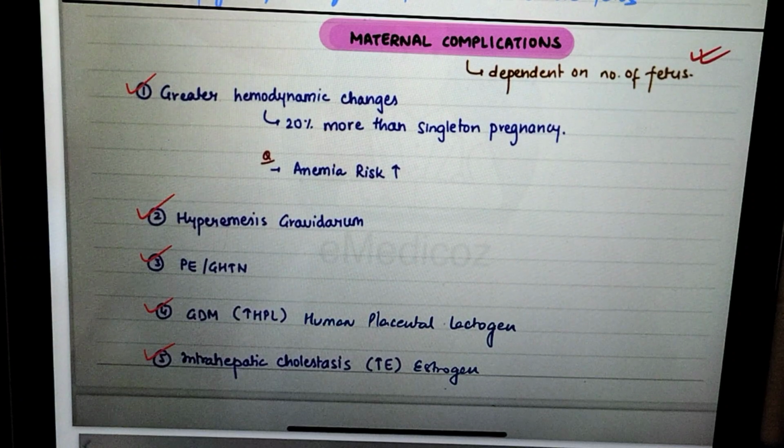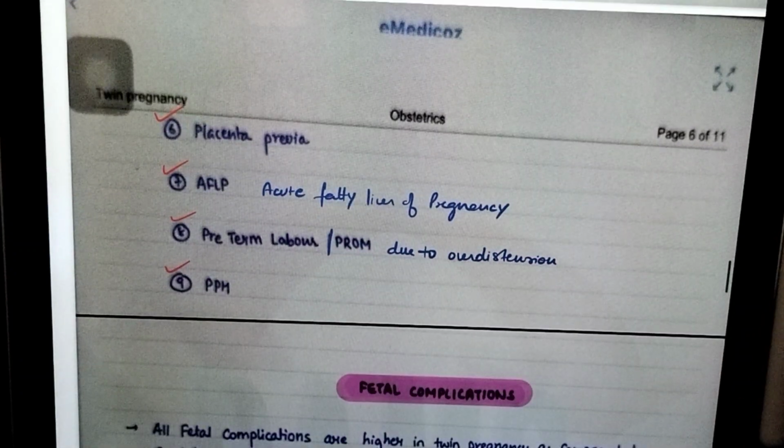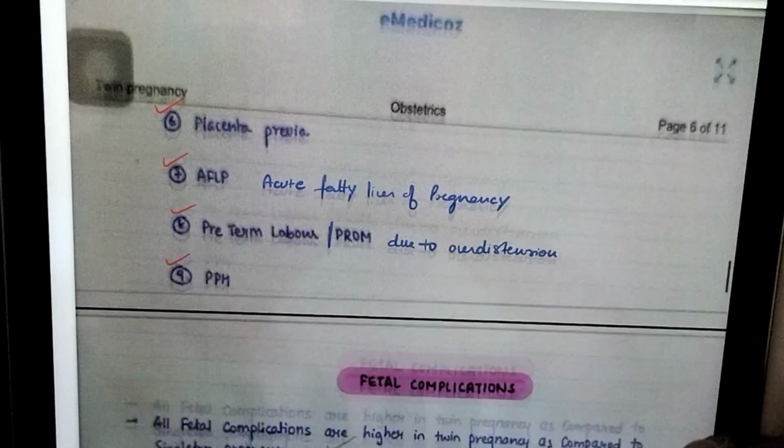There is risk of gestational diabetes mellitus due to increased human placental lactogen that causes insulin resistance. There is risk of intrahepatic cholestasis due to increased estrogen. There is risk of placenta previa, acute fatty liver of pregnancy, preterm labor or premature rupture of membrane due to overdistension of uterus, or postpartum hemorrhage.